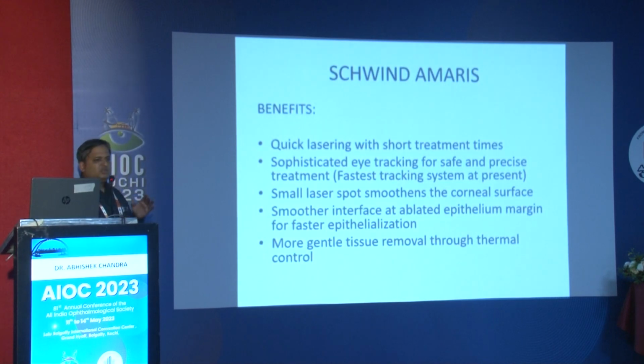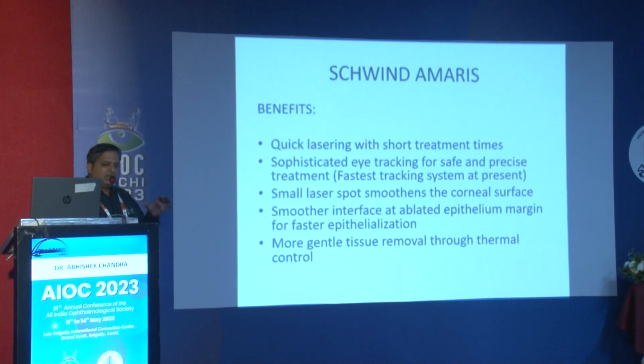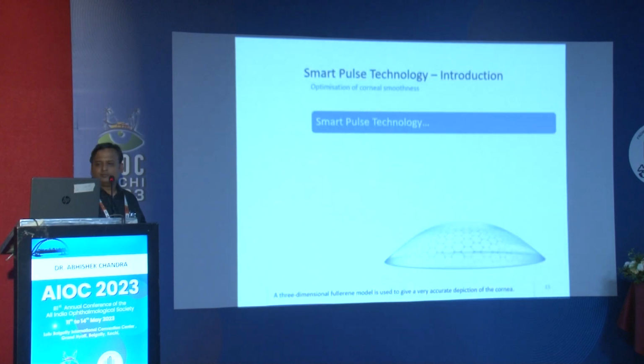For example, once you do a PRK, the epithelialization will take a little long as compared to the transepithelial PRK because the area is short and there is a smooth area, so that the epithelialization from the normal cornea to the deepithelialized cornea is faster. And there is a more gentle tissue removal through thermal control in Schwind Amaris.